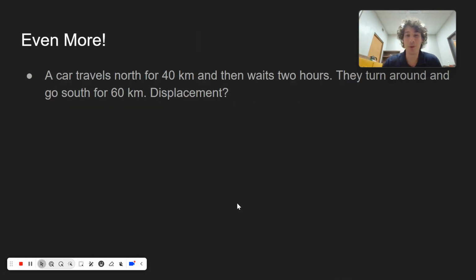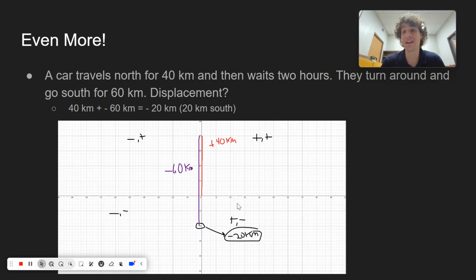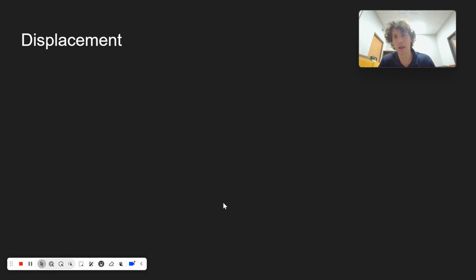Okay, and I got more here, right? Car travels north of 40, turns around, goes south for 60. So this would be positive 40 plus negative 60, or 40 minus 60 if you want to shorten it, which means we've gone 20 south. My displacement would be negative 20. Okay, negative 20 kilometers in this case. Okay, and again, these visualizations, hopefully you're saying, oh, that's not that bad. Okay.